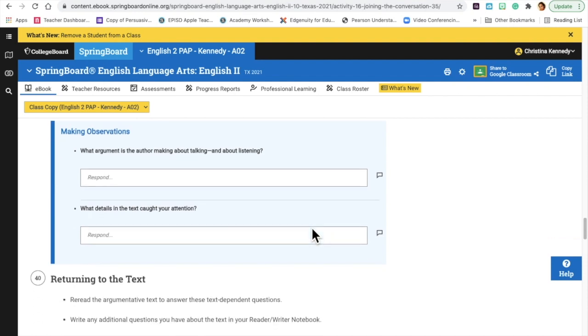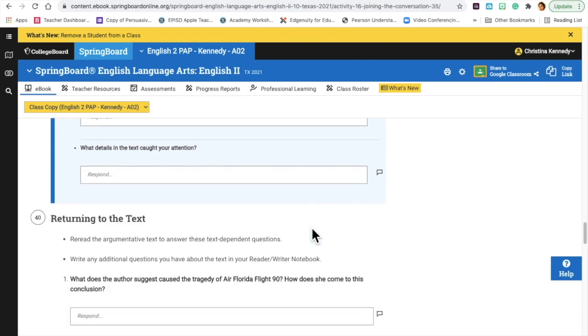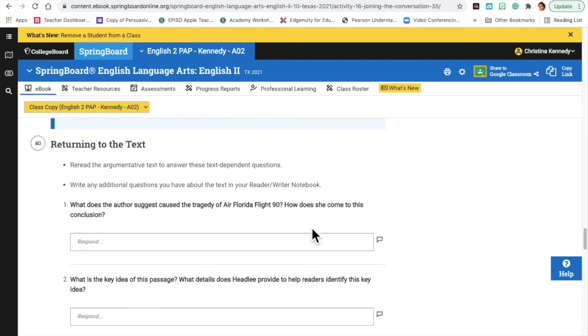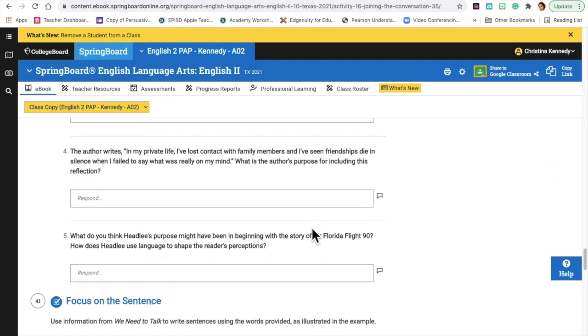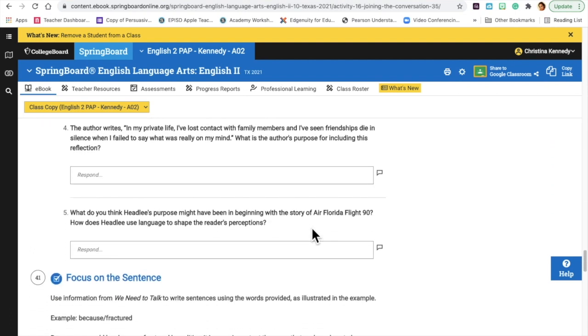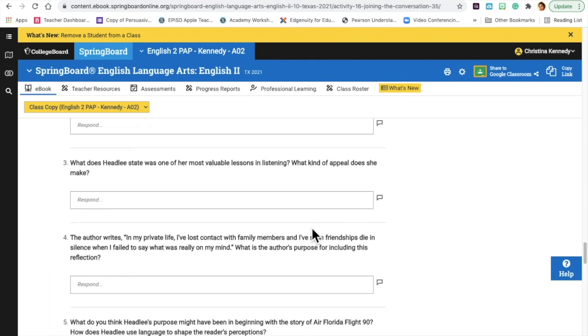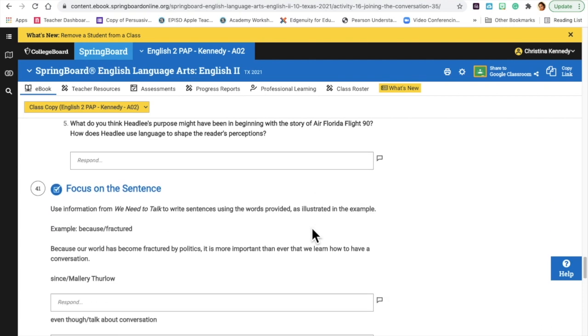We're going to be working on making observations. So what argument is the author making or talking about? And what are the details that caught your attention? Because there's some stuff that's pretty crazy in there. We're also going to be returning to the text. I want you guys to do numbers 1, 2, 3, 4, and 5. You guys can do this in pairs. It works for me because I know I'm not there to discuss it with you.